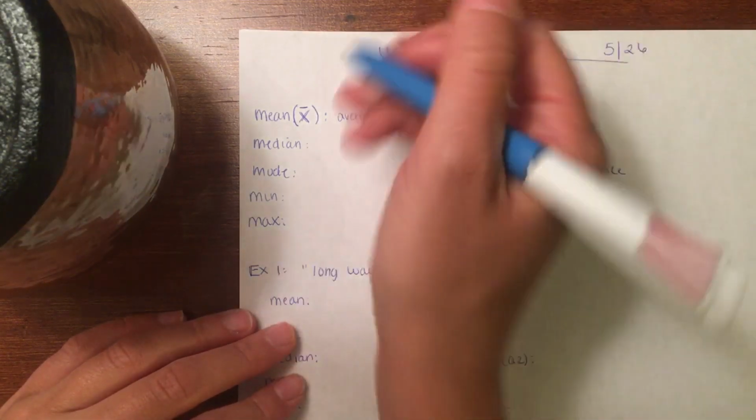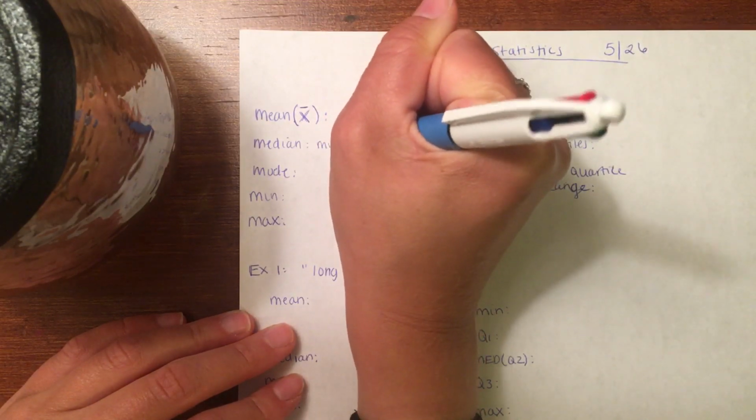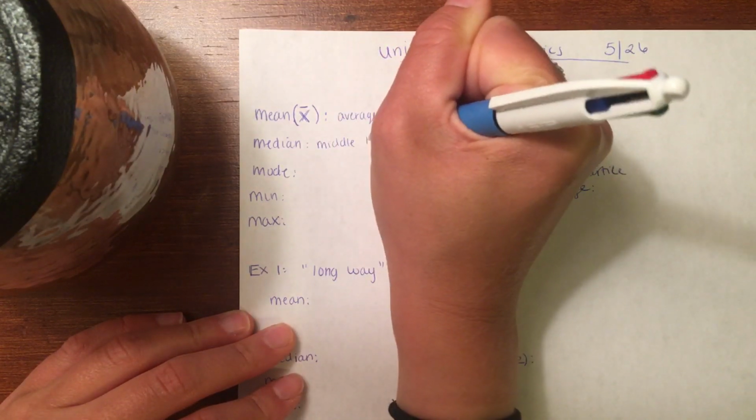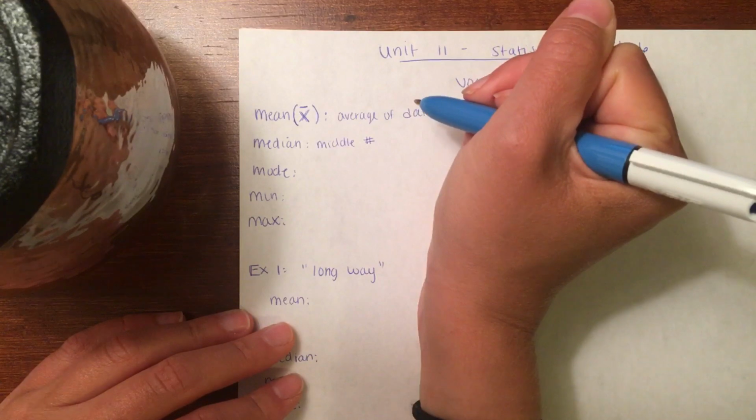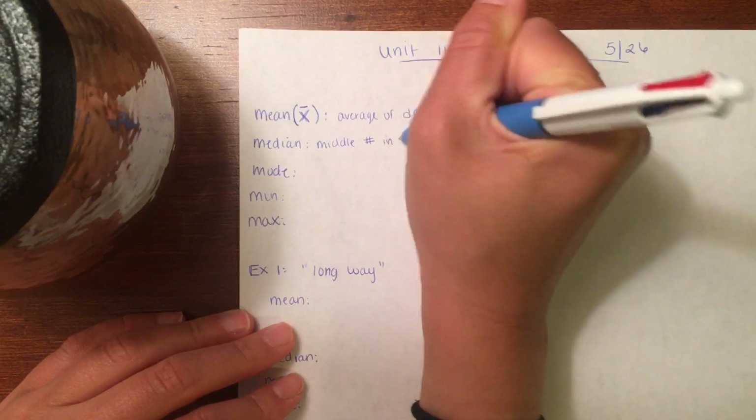Okay, so the median, that's going to be the middle number. And I'll use the hashtag symbol, the middle number in the data.